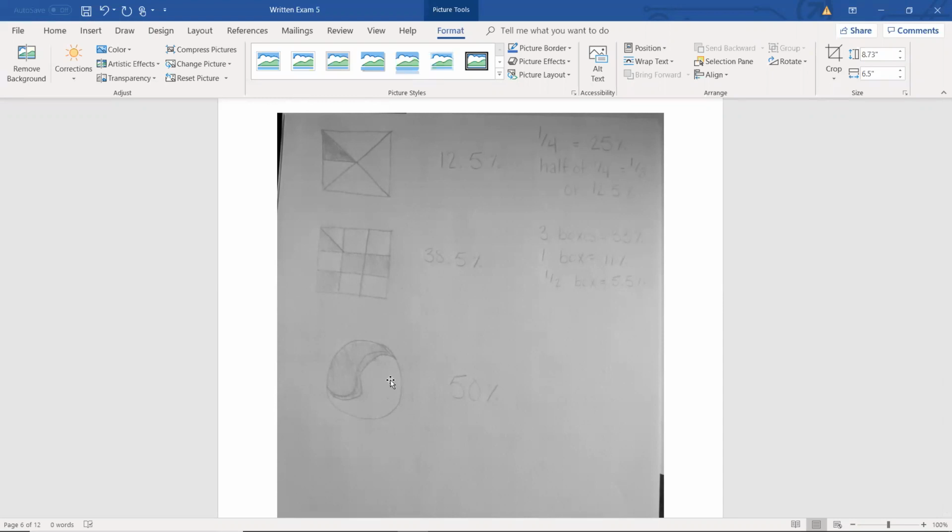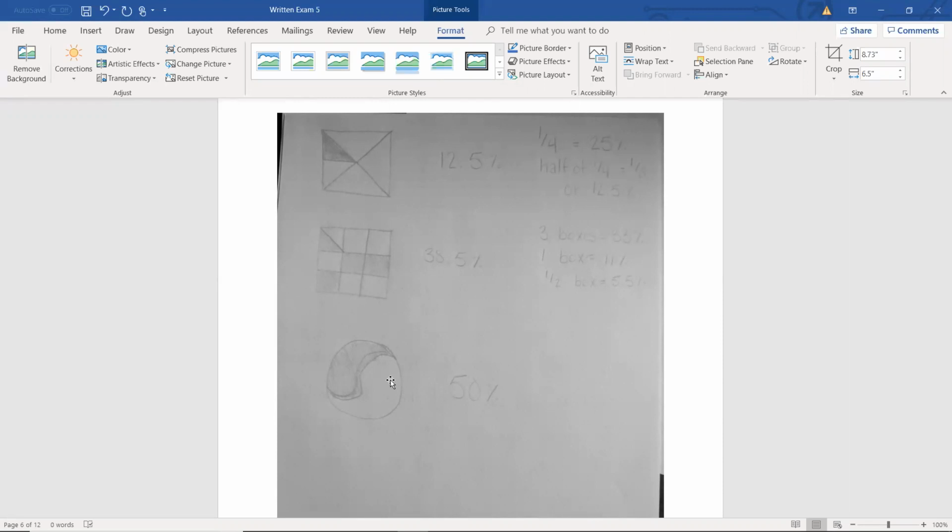But anyway, for this one, we are given boxes, or shapes, I should say, not boxes, because the last one's a circle, and a certain percentage of the shape is shaded, and we have to figure out what percentage that it is.